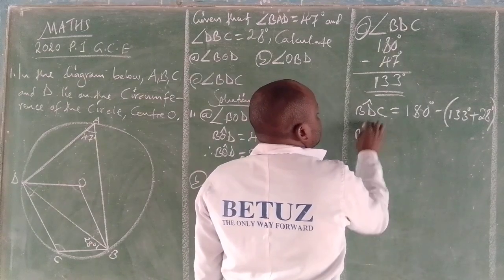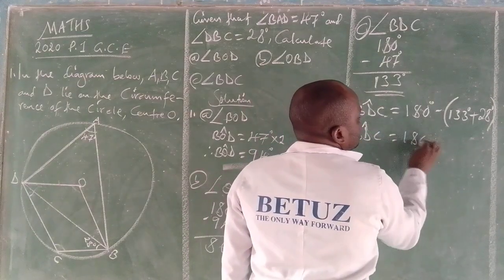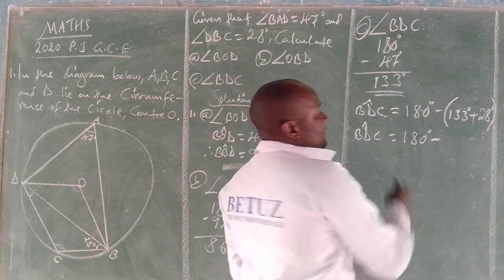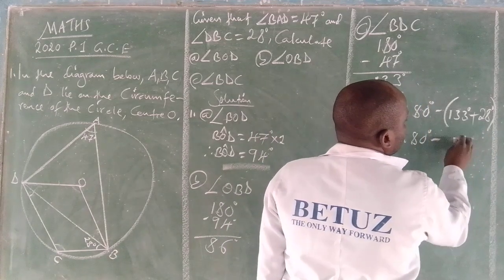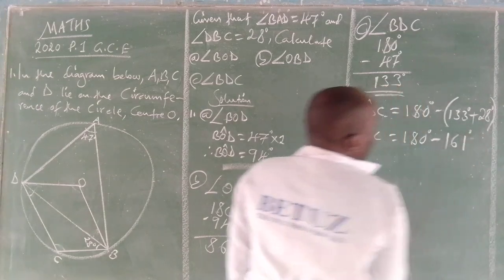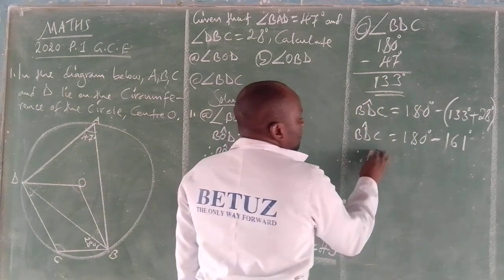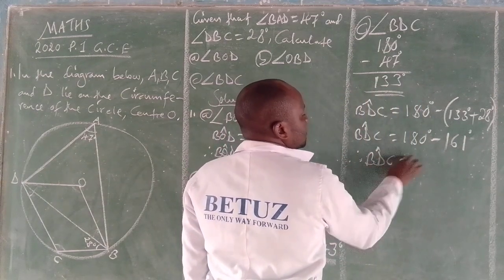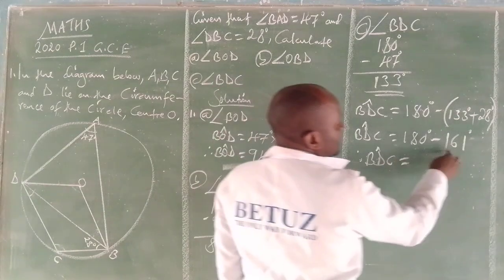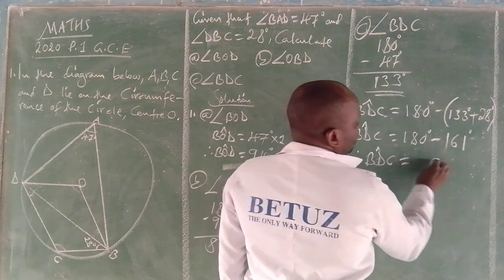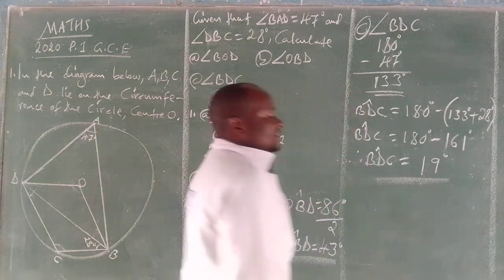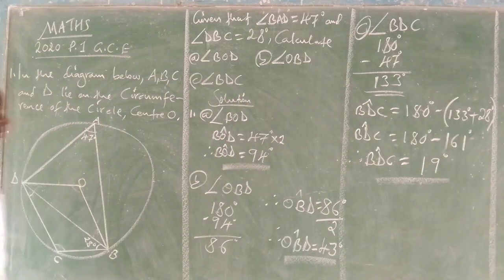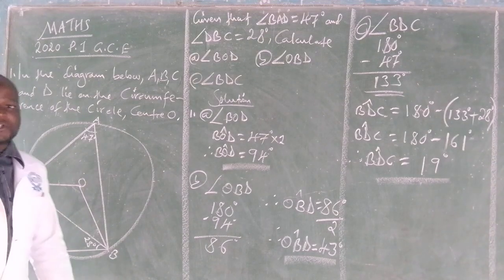So BDC will give us 180 degrees minus this area, that is 11, 6, 1. So we have 161. Therefore, BDC is equal to 180 degrees minus 161. We're going to have 9 and 1. So that is 19 degrees. That's the angle we're looking for. So the angle here is equal to 19 degrees. So this is the end of our question.